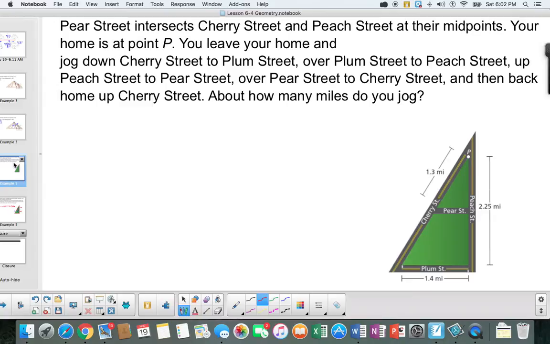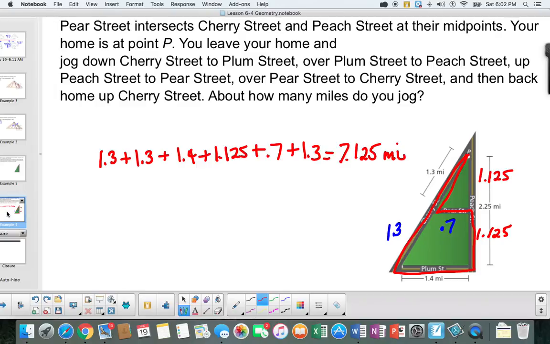All right, let's take a look, and this is our last one. I'd like you to stop the screencast, think about it very carefully before you look at the answer. And here's the answer. I'm using the midsegment here. This 0.7 is half of this number. And remember, these are midpoints. So I took half of 2.25, and I know this other half is 1.3, and I added up all of the distances.